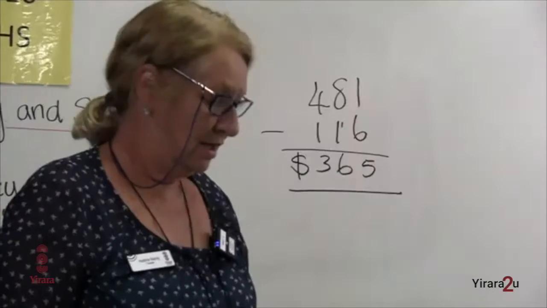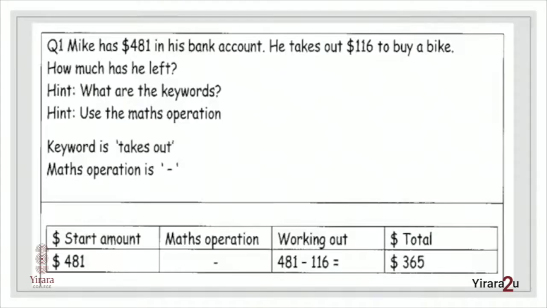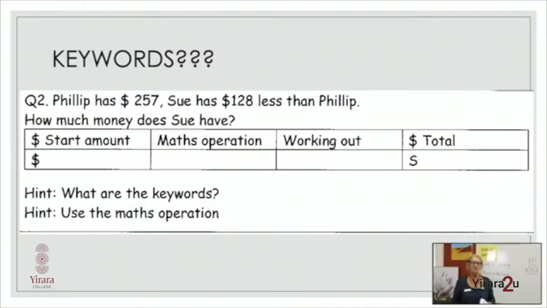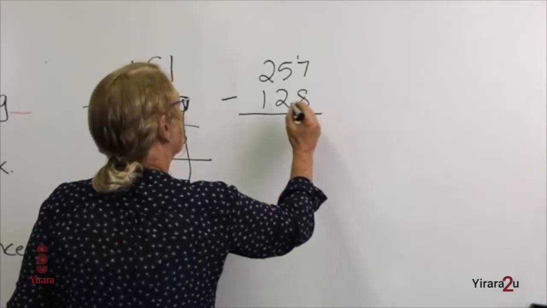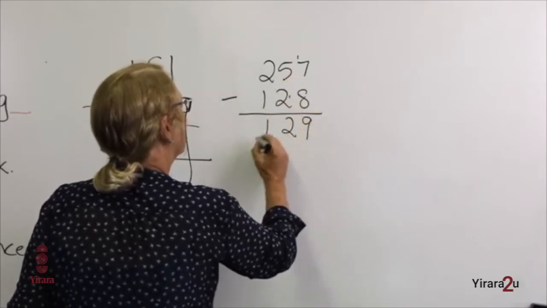Okay, second one. Keywords. Philip has $257. Sue has $128 less than Philip. So what does less mean? It means she has a smaller amount. So again, 257 minus 128. Borrow here. 8 from 17 leaves 9. Put 1 here, 3 from 5 is 2, and this stays the same.